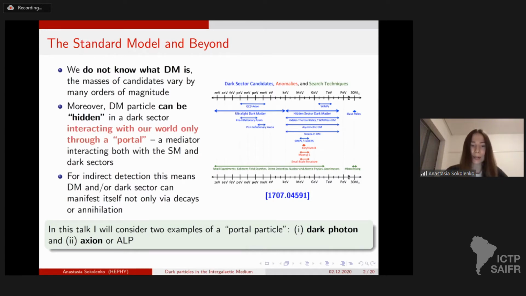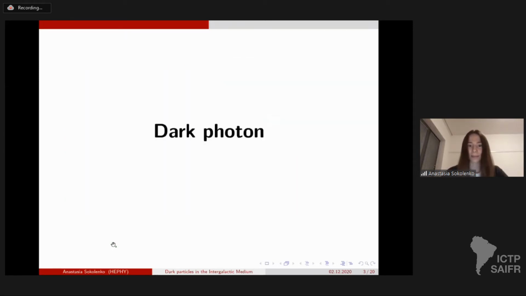what is important for us in this section is that for indirect detection, dark matter could manifest not only via annihilation or decays, but also in some other ways that I'm going to describe here. And I will stop on two possible portals, the dark photon and the axion. And first I will start with the dark photon.